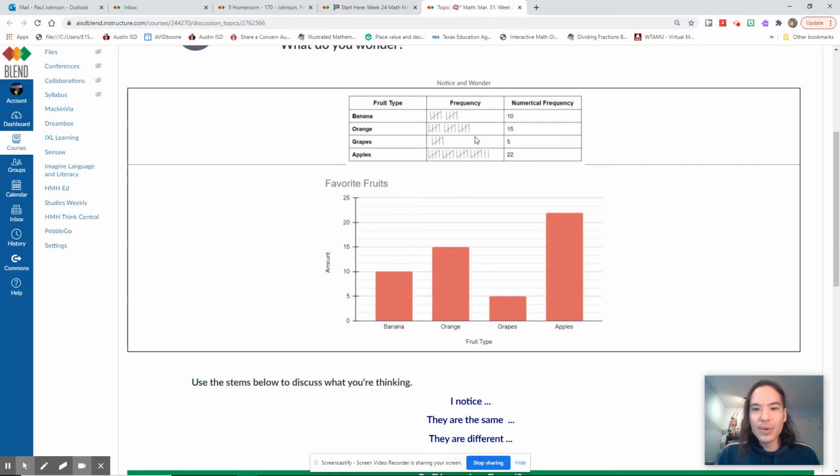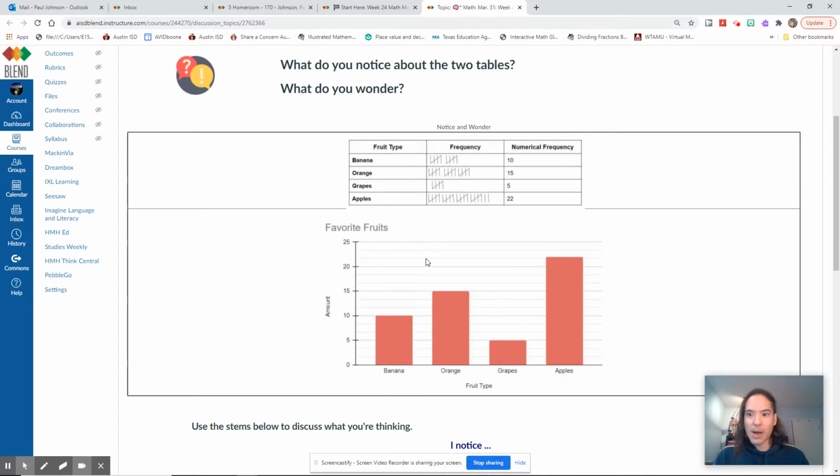Okay, so first thing we're going to do is we're going to read all of the labels, all right? This is a label heavy unit. If you don't read the labels, it does not make sense. So the first thing that we're going to read is the labels of the columns. So we have fruit types: banana, orange, grapes, apples. Frequency, there's some tally marks. We're going to make sure that those tally marks match the numerical version here in a minute. And then we're going to make sure that our bar graph matches the data on the frequency table.